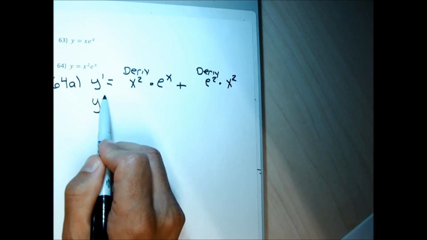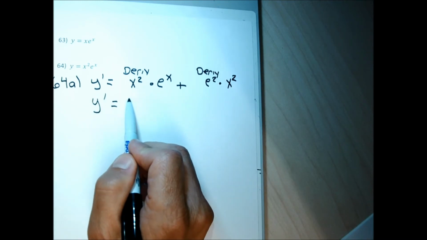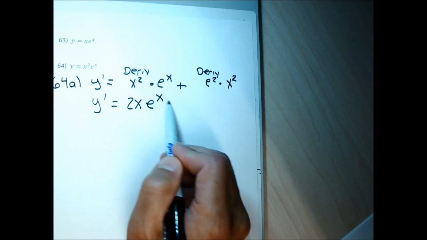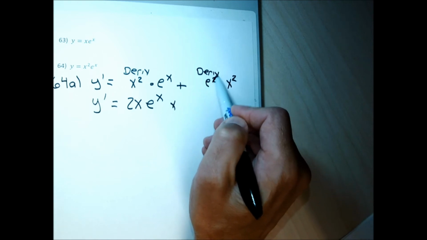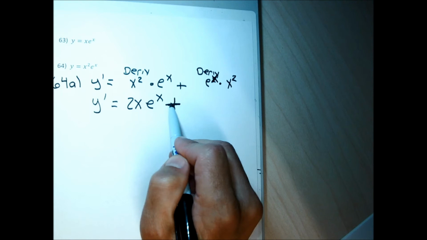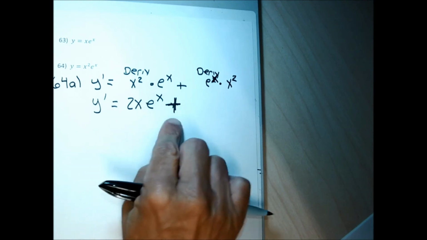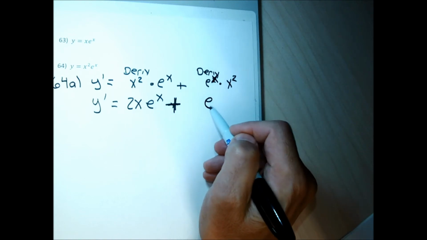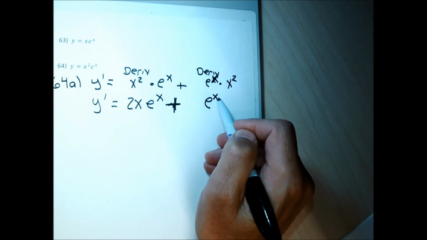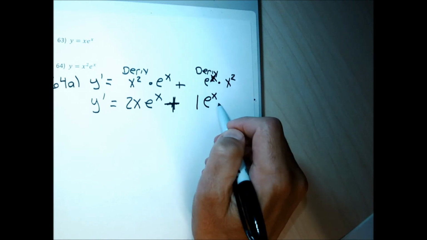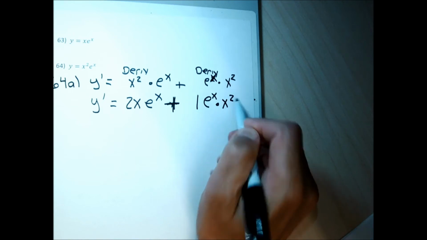So y prime, the derivative of x squared is 2x, so I get 2x e to the x for the first piece. I should say e to the x here, not e squared. Plus, so it's 2x e to the x plus the derivative of an e function. You just take the derivative of the exponent and multiply it by the e function. So I have the e function. To the left of the e function, I take the derivative of the exponent. The derivative of x is just 1, and then times the x squared unchanged.